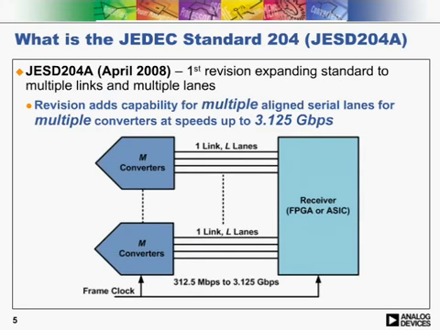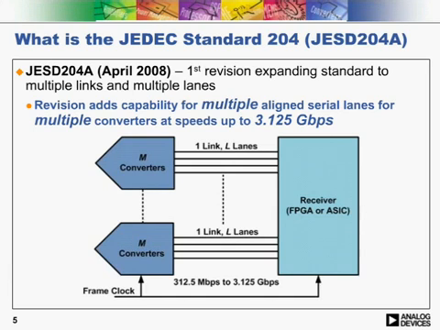The standard underwent a revision to the A version in April of 2008. This expanded the scope to incorporate multiple links and multiple lanes. So this allowed for multiple aligned serial lanes to support multiple converters, and it was defined to operate at speeds up to 3.125 gigabits per second, just as the 204 version was.